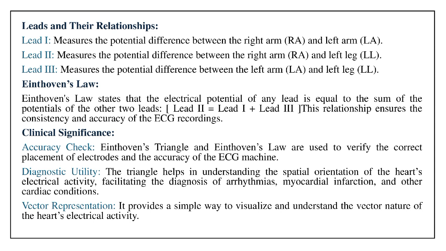Clinical significance. Accuracy check. Einthoven's triangle and Einthoven's law are used to verify the correct placement of electrodes and the accuracy of the ECG machine. Diagnostic utility. The triangle helps in understanding the spatial orientation of the heart's electrical activity, facilitating the diagnosis of arrhythmias, myocardial infarction, and other cardiac conditions. Vector representation. It provides a simple way to visualize and understand the vector nature of the heart's electrical activity.